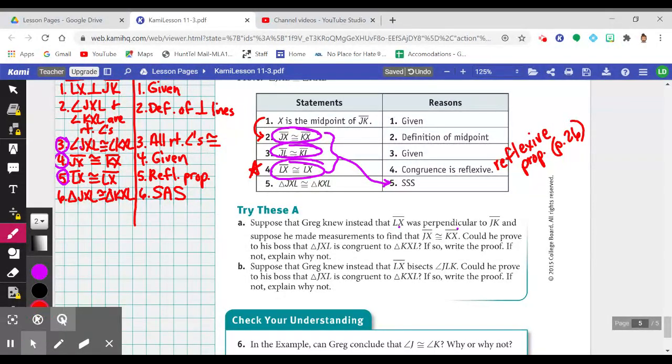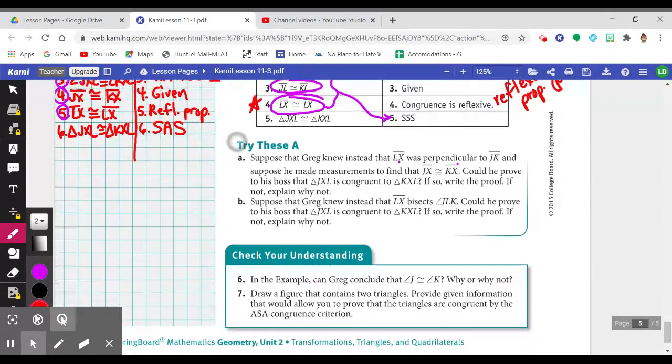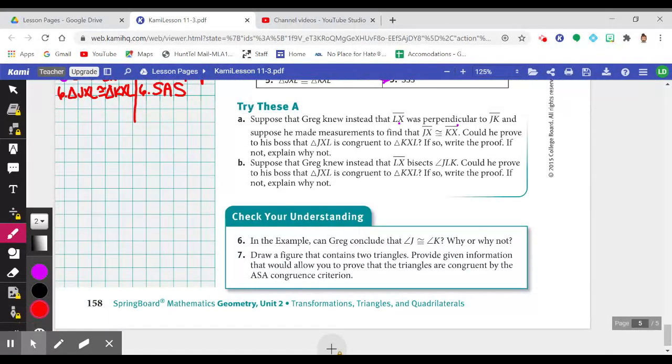Then B says, suppose Greg knew instead that line LX bisects angle JLK, could he prove to his boss that triangle JXL is congruent to triangle KXL? So let's think about that one for a second. On B, I'm just going to draw it real quick. So I believe this is X, this is J, K, L. They said that line LX bisects JLK. In other words, this angle here will be congruent to this one. So we have 1 pair of congruent angles.